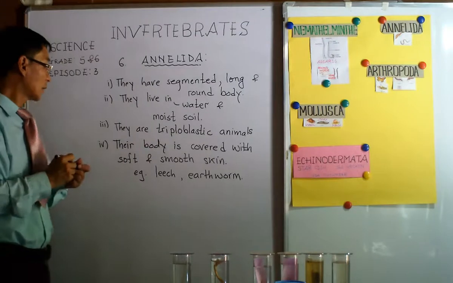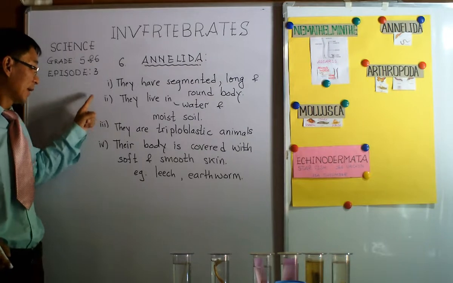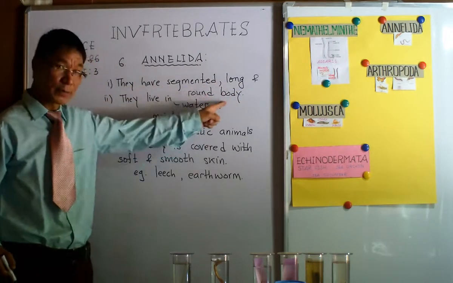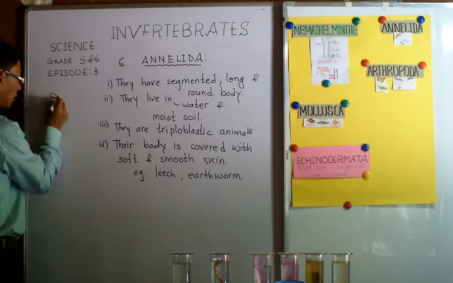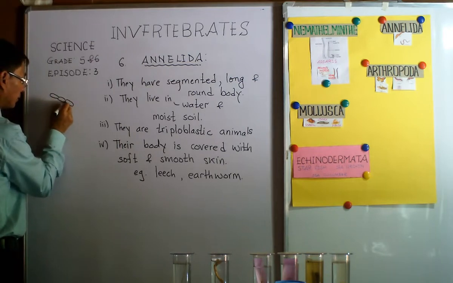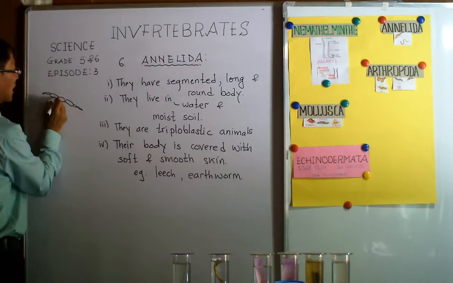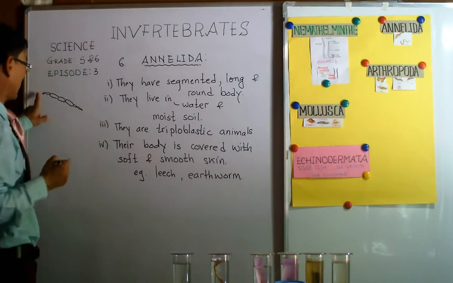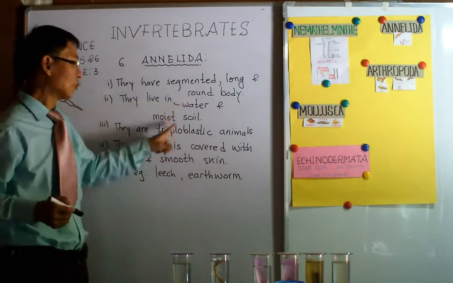Okay, now dear children, these are some of the characters of annelida. They have segmented long and round body. Segmented means, for example, I'm not a good drawer. Okay, so these are segmented body, segment like this structure, and they are long and they are round. They live in water and moist.